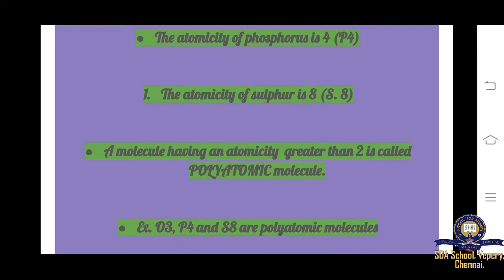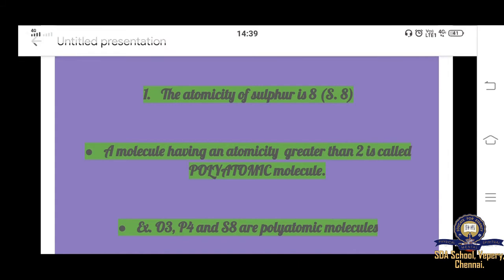A molecule having an atomicity greater than 2 is called a polyatomic molecule. Yes, monoatomic and diatomic. More than that, we have triatomic, tetraatomic. These we can say are polyatomic molecules. Examples for this: O3, that is ozone, P4 phosphorus, S8 sulfur. These are polyatomic molecules.